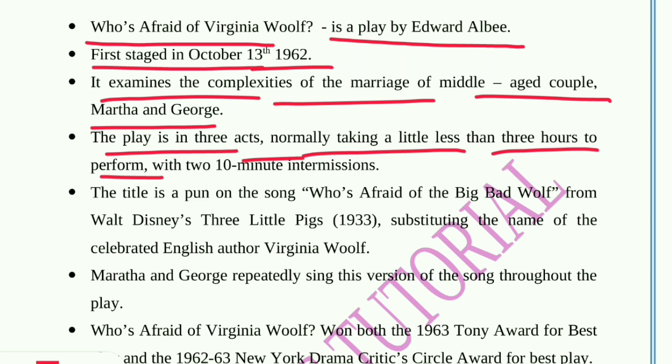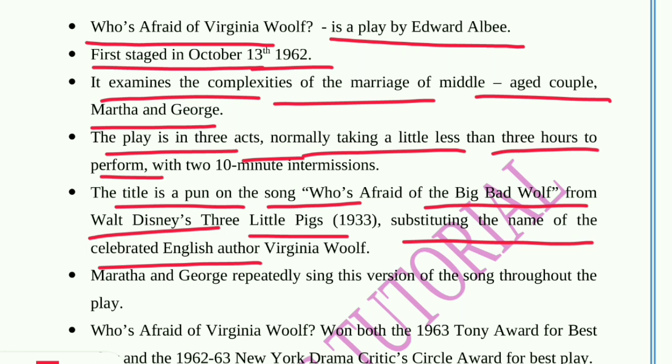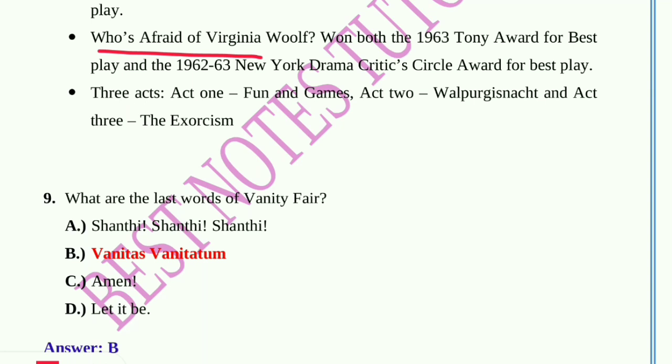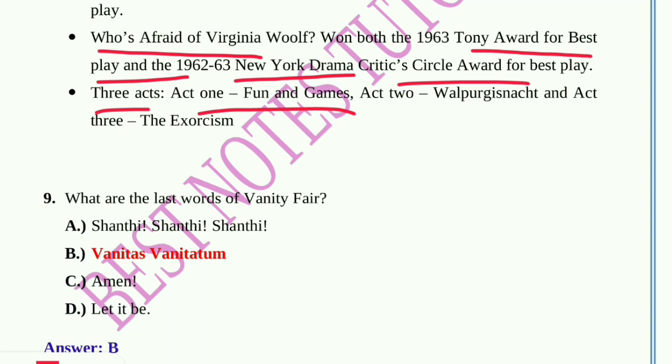The title is a pun on the song "Who's Afraid of the Big Bad Wolf?" from Walt Disney's Three Little Pigs, substituting the name of the celebrated English author Virginia Woolf. Martha and George repeatedly sing this version of the song throughout the play. Who's Afraid of Virginia Woolf? won both the 1963 Tony Award for Best Play and the 1962-63 New York Drama Critics Circle Award for Best Play. Three acts: Act 1, Fun and Games, Act 2, Walpurgisnacht, and Act 3, The Exorcism.